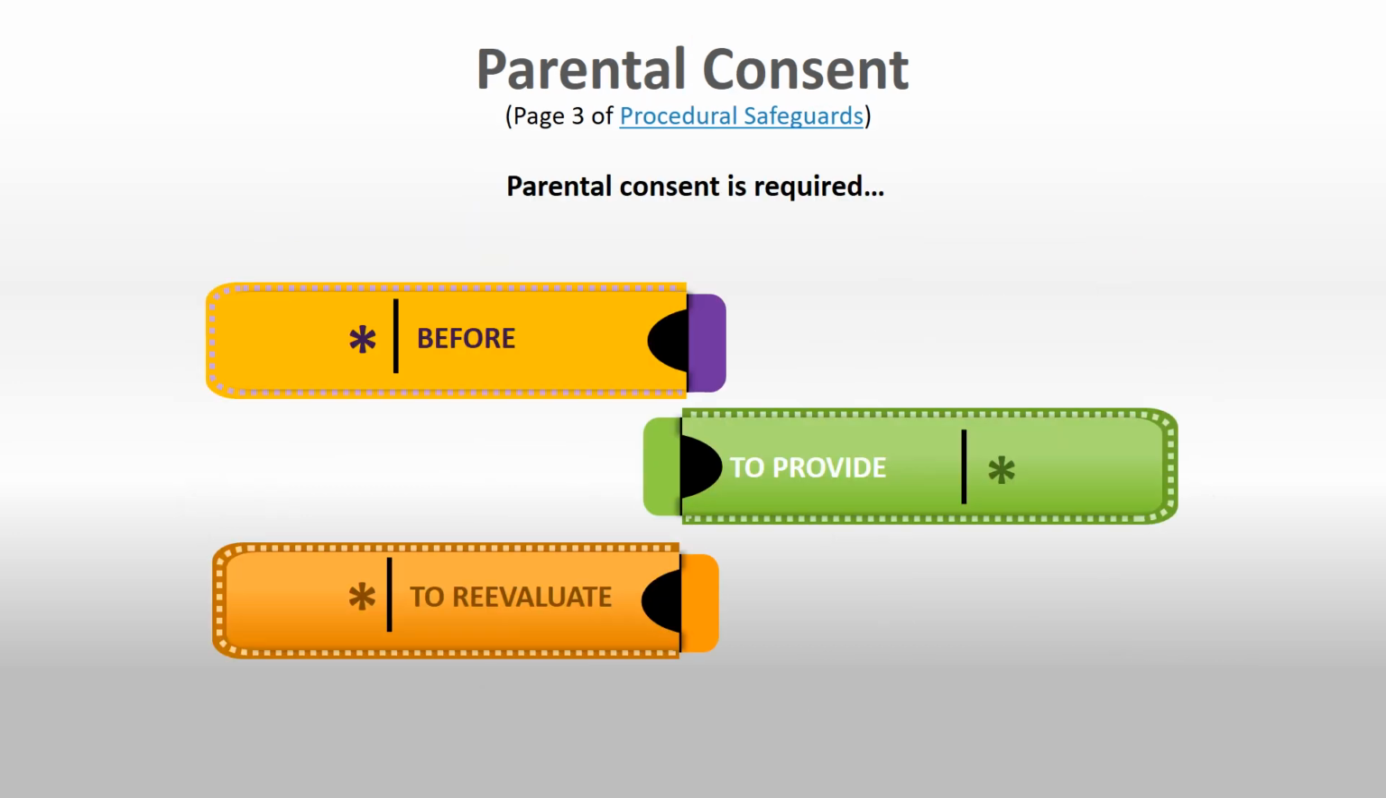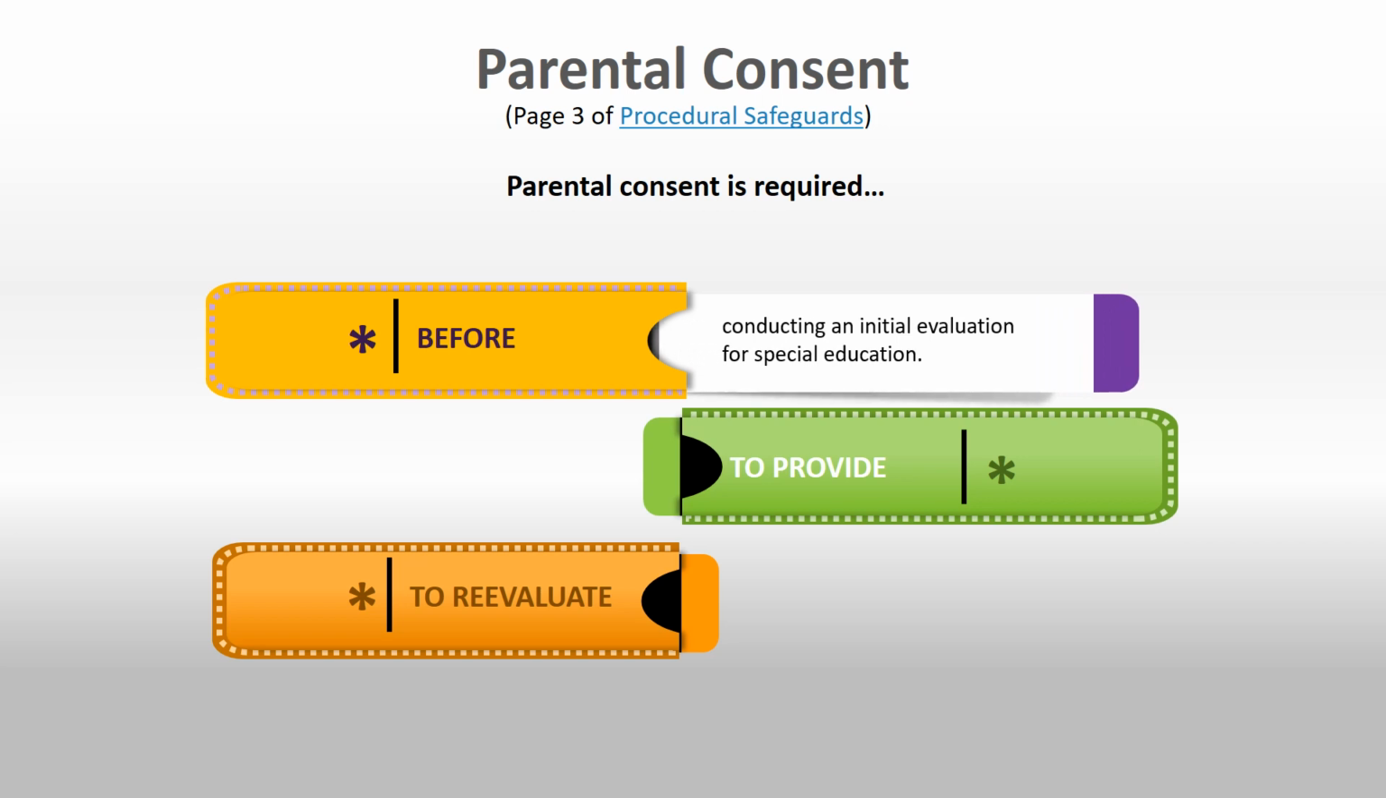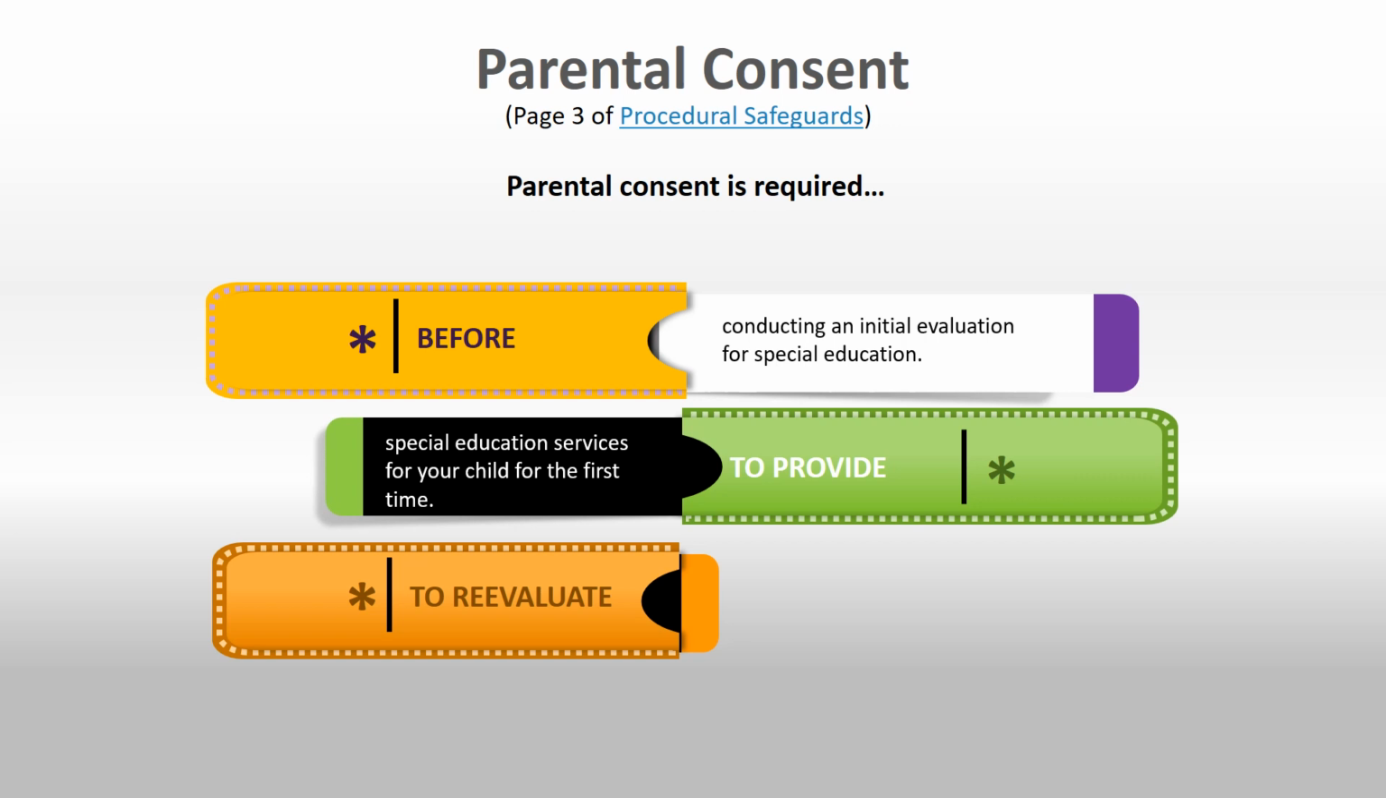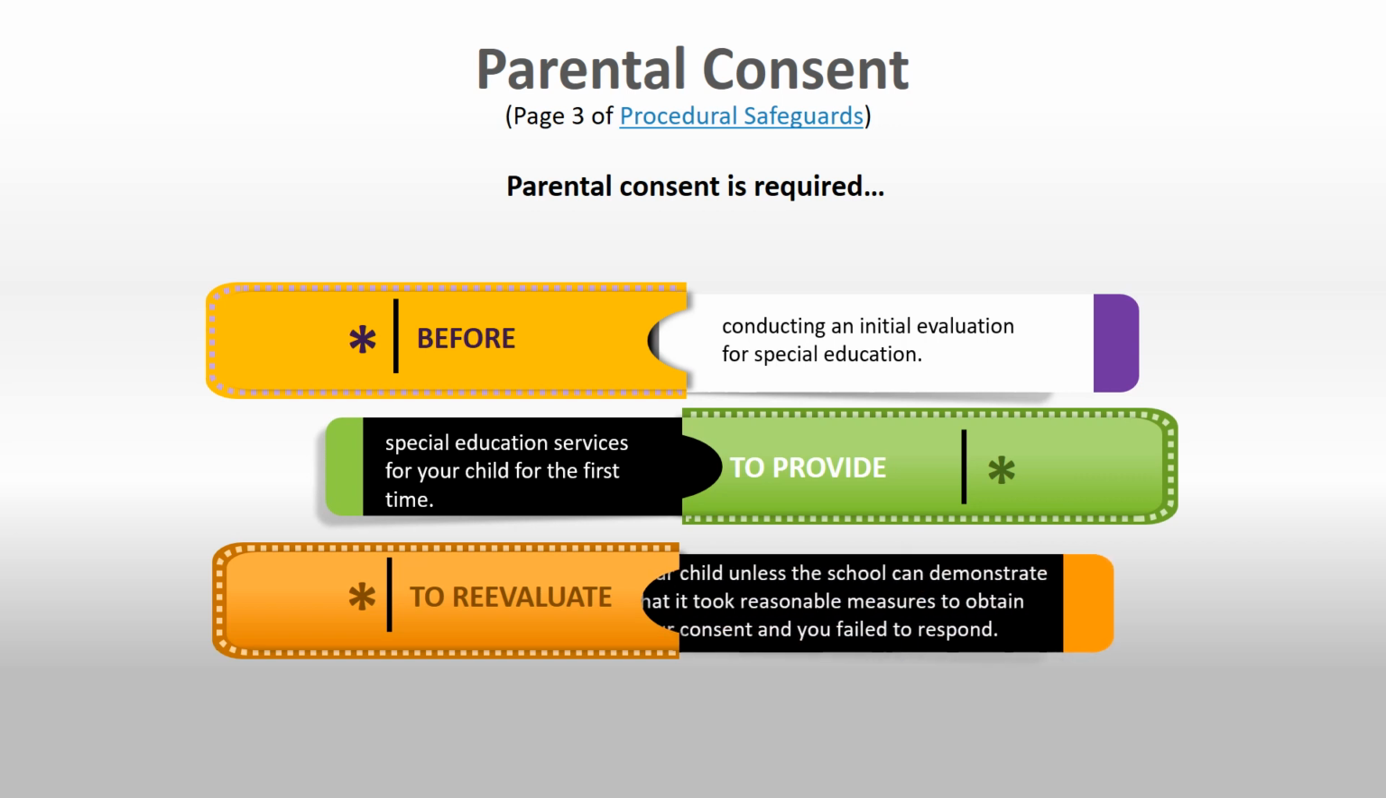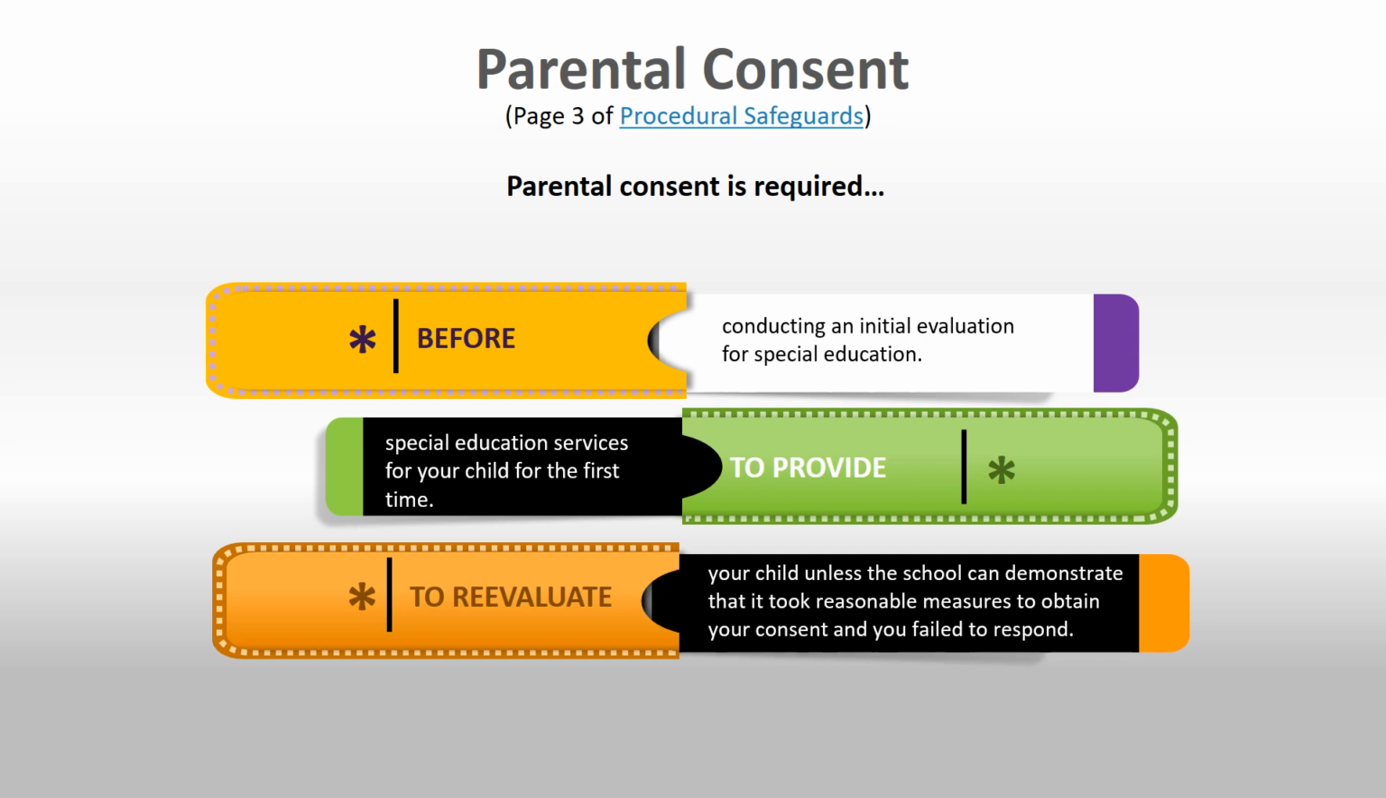Parental consent is required before conducting an initial evaluation for special education, to provide special education services for your child for the first time, and to reevaluate your child, unless the school can demonstrate that it took reasonable measures to obtain your consent and you failed to respond.